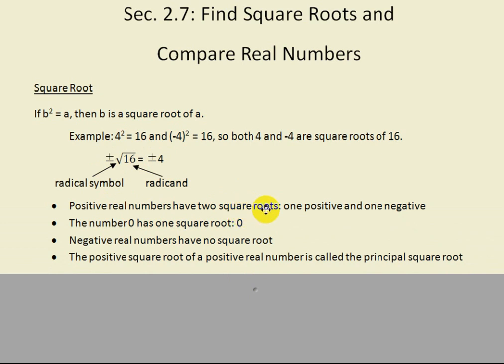Positive real numbers are going to have two square roots. One will be positive, one will be negative. 0 has exactly one square root, which is itself, 0. And then negative real numbers have no square root.